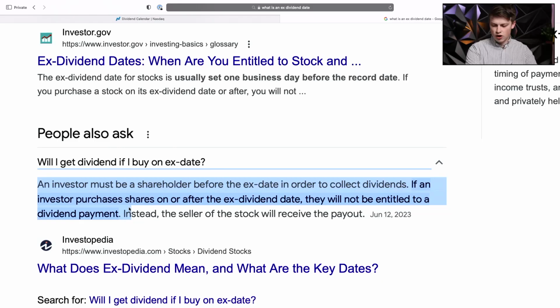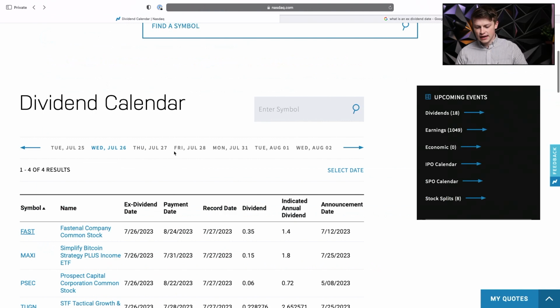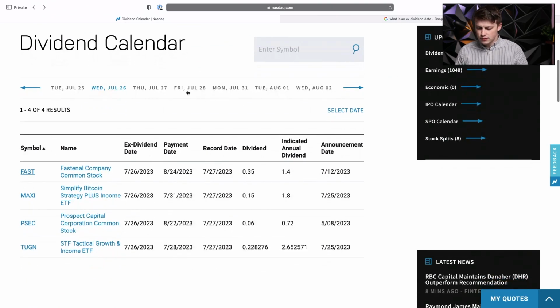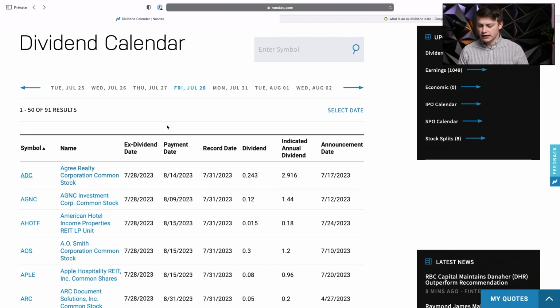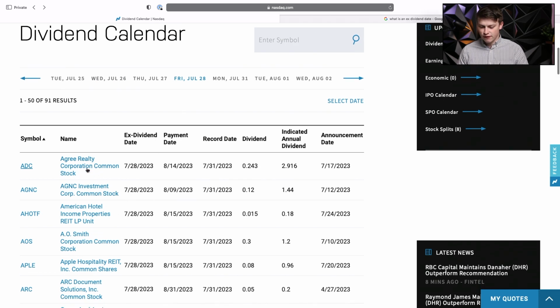Essentially, I go on the NASDAQ dividend calendar and I see, okay, today's July 26th, but we're going to be buying our put options tomorrow morning. So we're going to look at ex-dividend dates of Friday, July 28th. Now note, say if I were to buy ADC the night of 7/27, I'd be entitled to this 24-cent dividend. But if I were to buy it on 7/28, anytime during the day, I would not be entitled to this dividend.